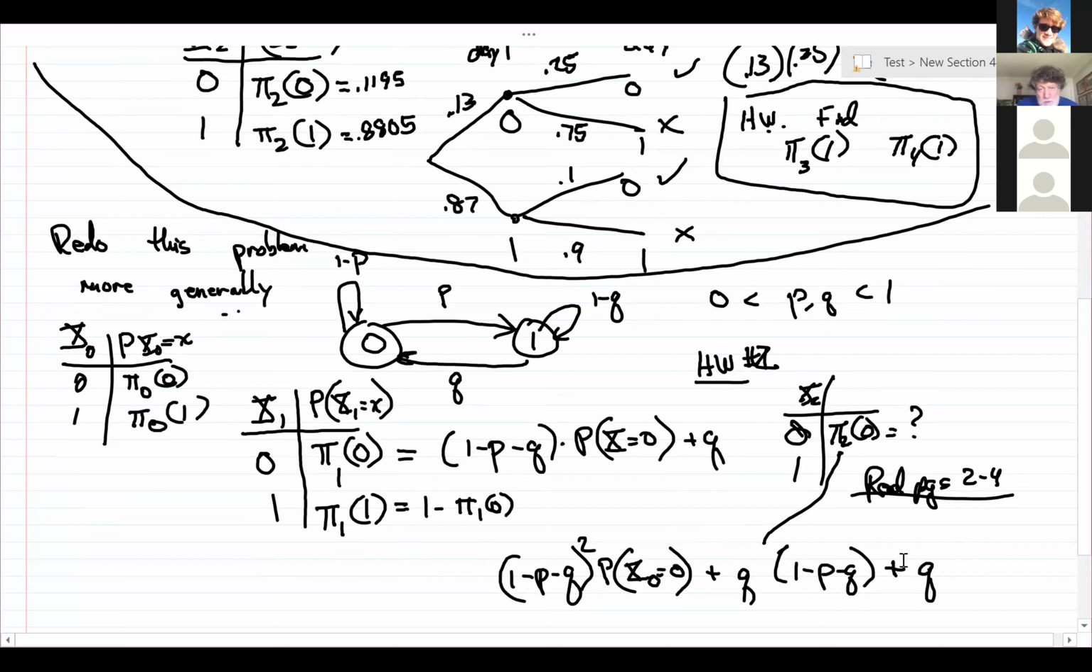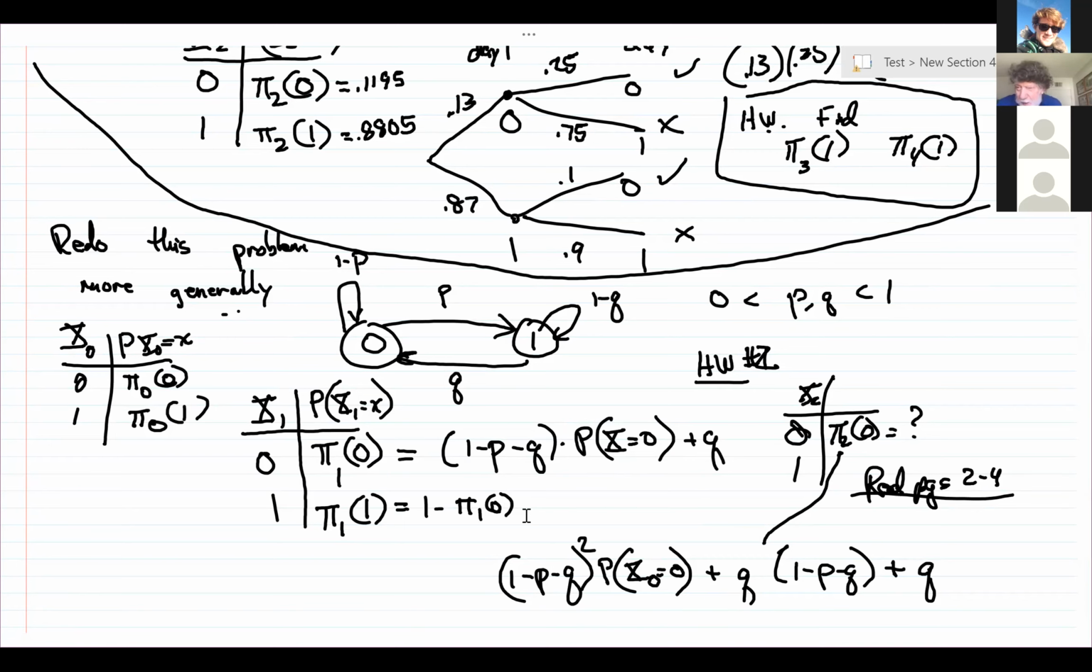That's what this homework's second problem is: to confirm that if you use the process that I just went through, pi1 of 0, which is the chance after 1 day of the machine being broken, would be this. And then, of course, this would just be 1 minus that. So let's go through that reasoning.